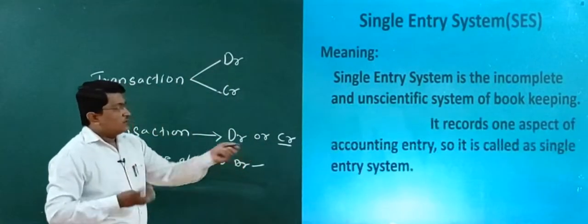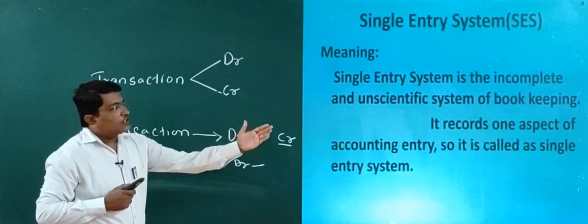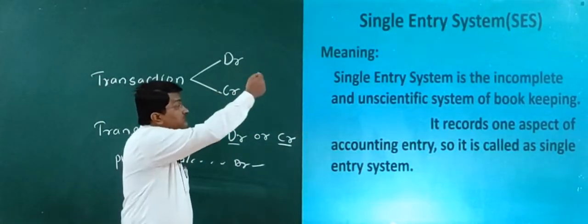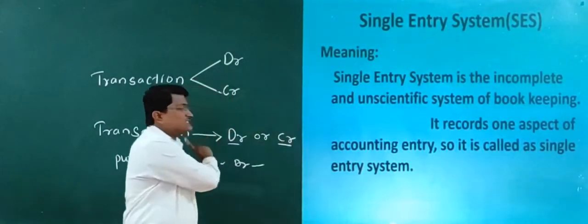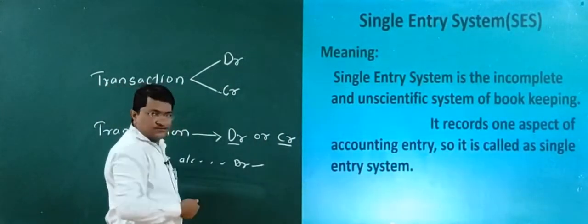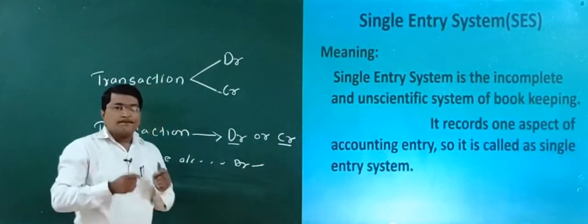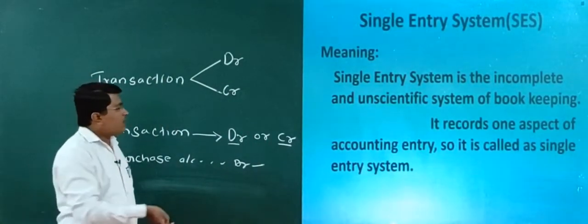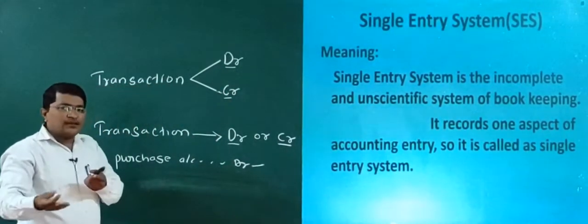Now again I will go for somewhat further information about the single entry system. It records one aspect of accounting entry, right? It means single entry system records one concept of accounting entry. One concept means, yes, only one entry, right? So it is called a single entry system. Why is it called single entry system? Because it records only one aspect of accounting. One aspect of accounting entry means either debit or credit. It writes either debit or credit.